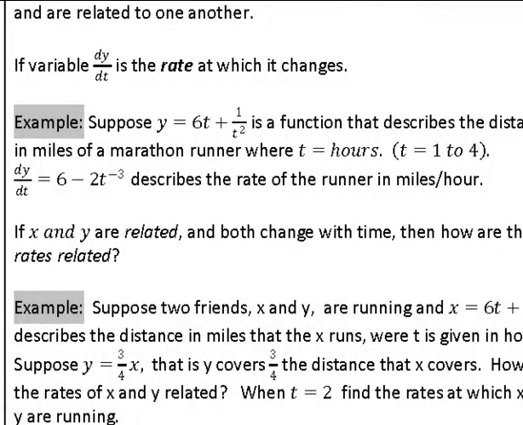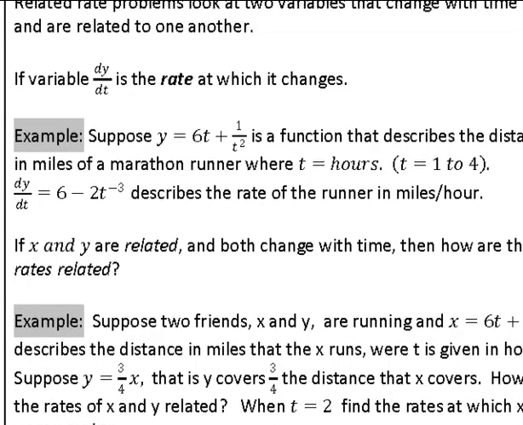Let's say y is a variable, and then dy dt is the rate at which it changes. So if y changes with respect to time, then dy dt is the rate at which it changes. So let me just emphasize that here we're assuming that variable y changes with time.